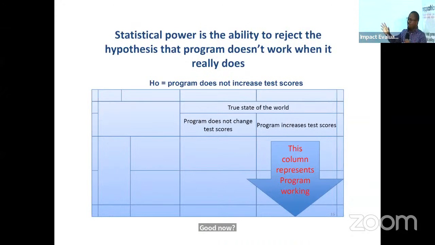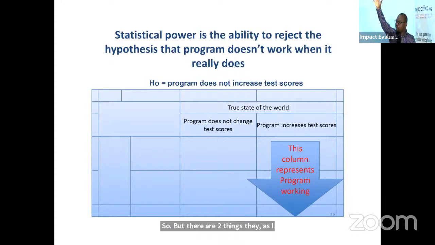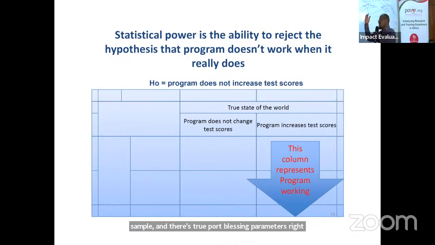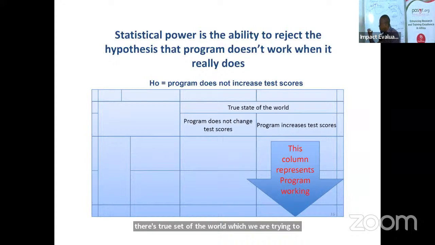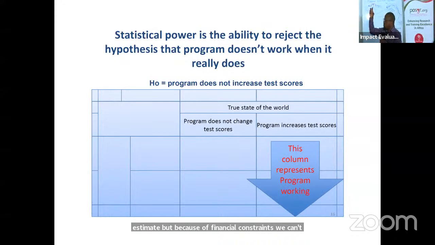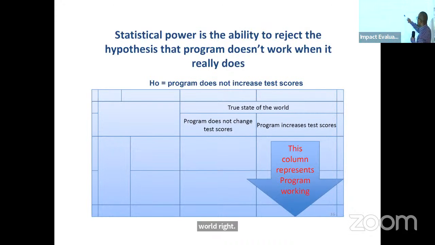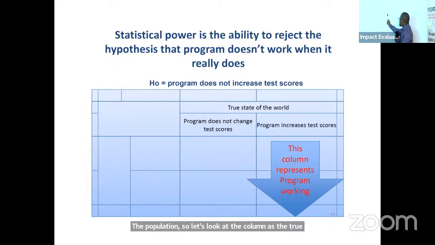Now, there are two things. As I said, there's the sample and there are the true population parameters, right? There's the true state of the world, which we are trying to estimate. But because of financial constraints, we can't go and study everyone. We have to rely on the sample to draw inferences of the true state of the world, the population. So let's look at the column as the true state of the world, and we have two scenarios. Scenario number one: the program does not change test score.